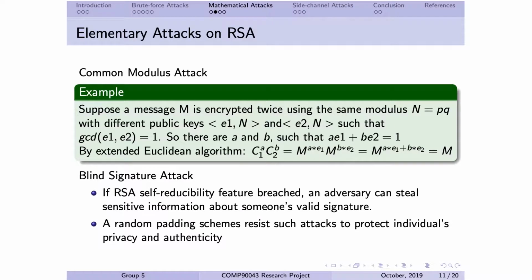It is possible that the adversary can easily get to know the message, as the example shown below. We could compute the message by using the extended Euclidean algorithm. And in blind signatures, the message is often blinded before signing, and once the self-reducibility feature is violated, an adversary could possibly get some important information about the user's valid signature. In real cases, simple padding schemes could resist such attacks to protect users' privacy as well as the integrity of the message.